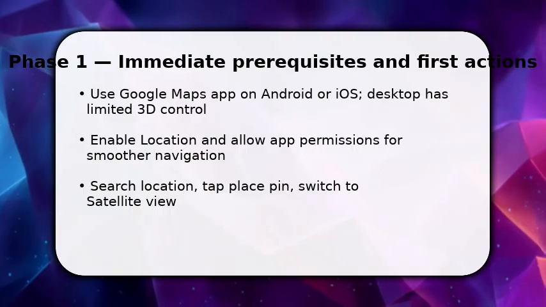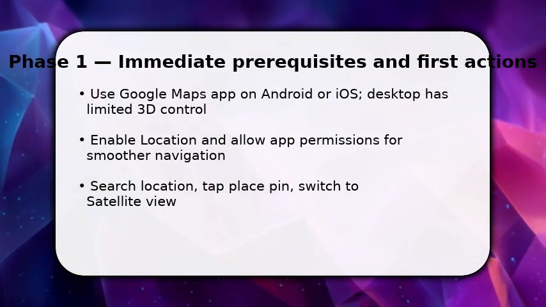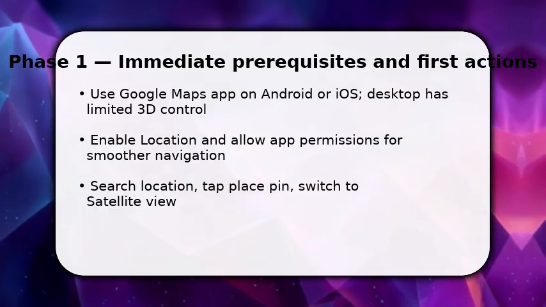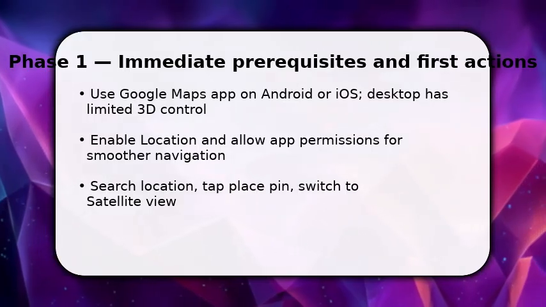You start by opening the Google Maps app on your phone. This is the only reliable 3D experience. Once done, grant location and permissions so the app renders quickly. Search the address or landmark and tap the place pin.